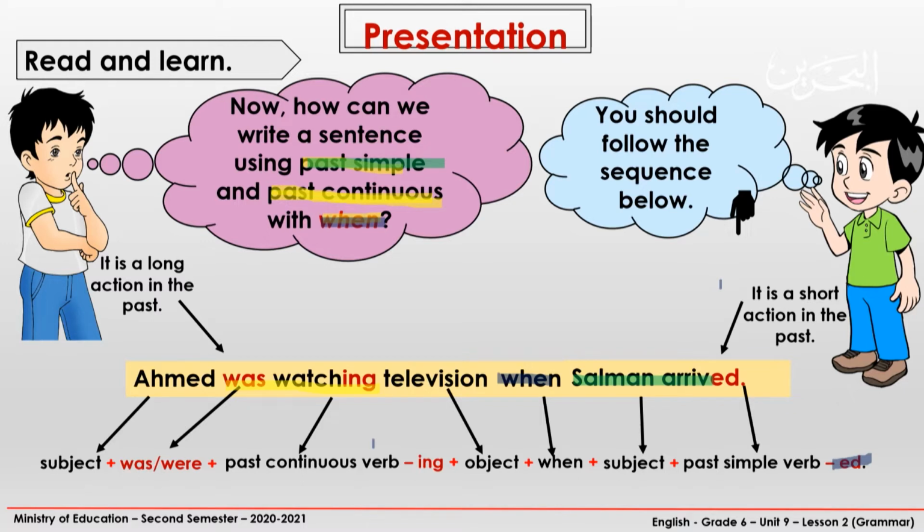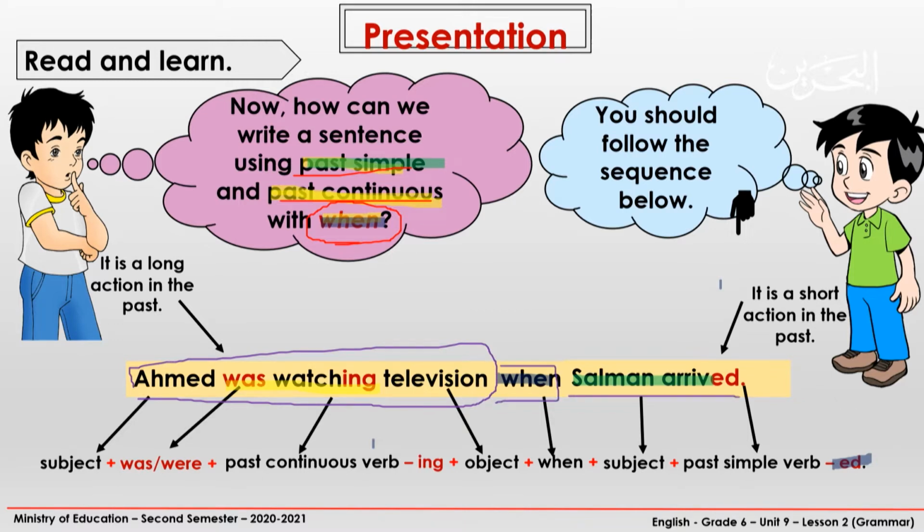So how do we write a sentence using past simple and past continuous? We can use both by having when to link between the two sentences. As we presented here, Ahmed was watching television when Salman arrived. So when Salman arrived, what was Ahmed doing? Watching television. When Ahmed was watching television, what happened? Salman arrived.